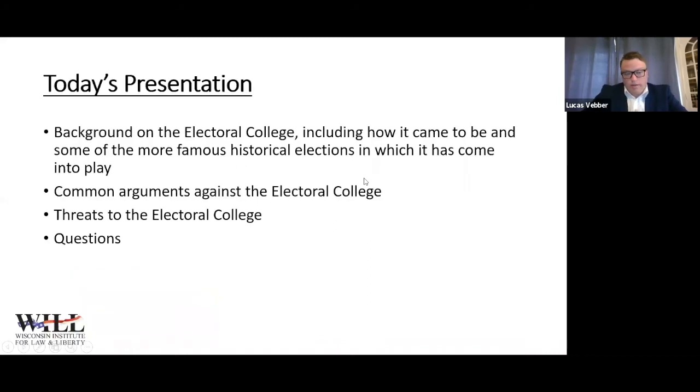Today we're going to be talking about the Electoral College. We're going to begin with a little bit of brief background on the Electoral College, including how it came to be, why it's such an important piece of our federal republic, and some of the more famous historical elections in which it's come into play.